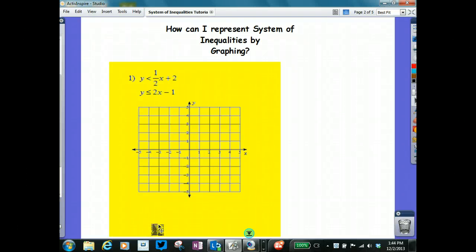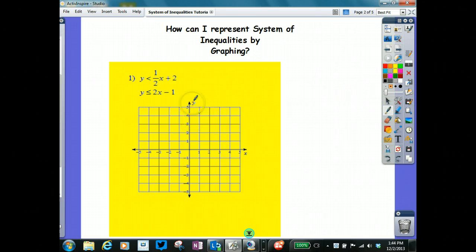All right, here's the tutorial on system of inequalities. It's very similar to what we've been doing with systems of equations, and we're just building off of linear inequalities. There are a lot of similarities with shading. All we're going to do is add one more inequality to it. So let's get to this and work through a couple of these, and I can show you what I mean.